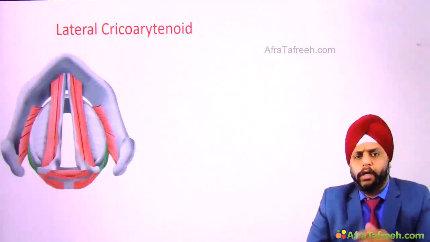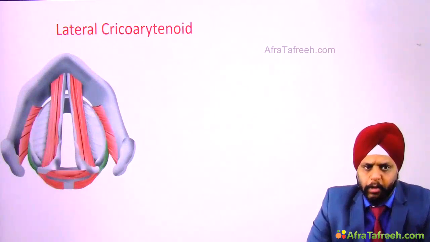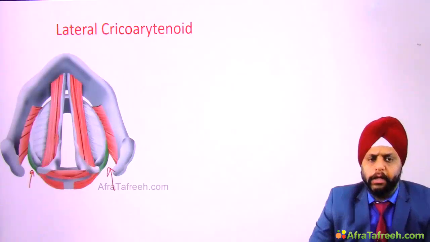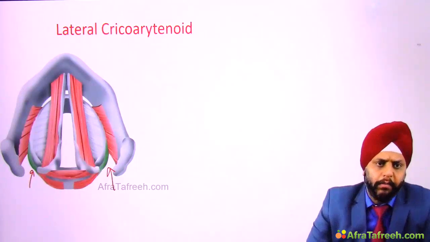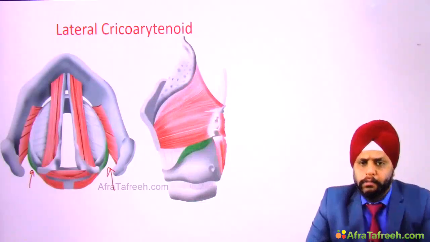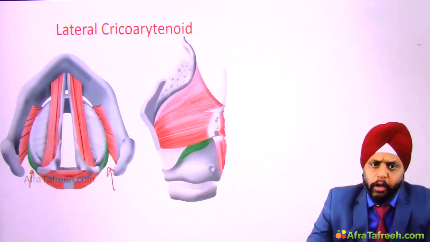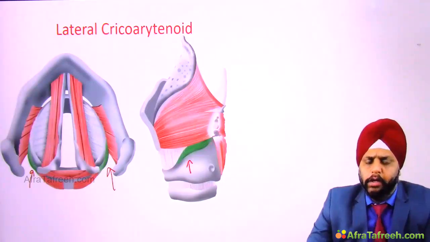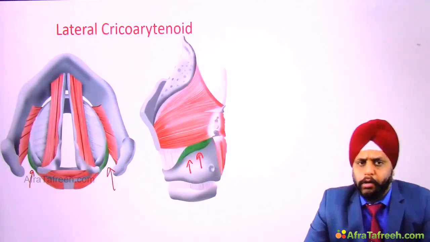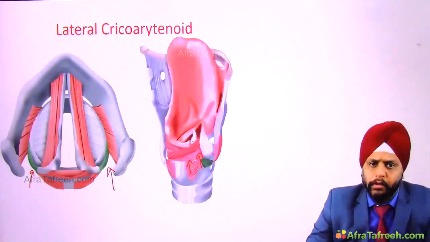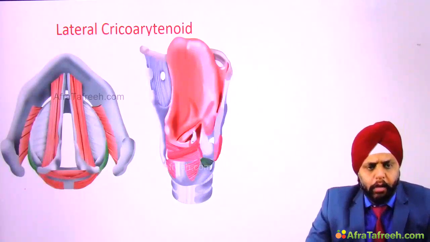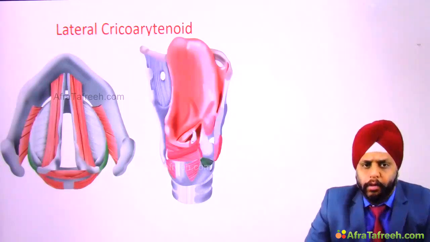So we come to the lateral cricoarytenoid muscle. Now we can see over here the green color muscles. I have highlighted them in green. This is your lateral cricoarytenoid muscle. Now let's look at them in the other cross section. You can see over here, going from the cricoid cartilage to the arytenoid cartilage, to the muscular process of the arytenoid cartilage, we have the lateral cricoarytenoid muscle. So this is how the muscle looks, going from cricoid to arytenoid.